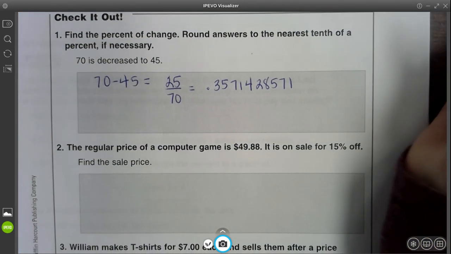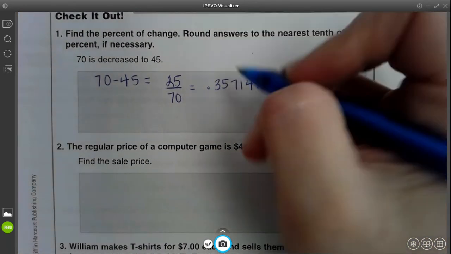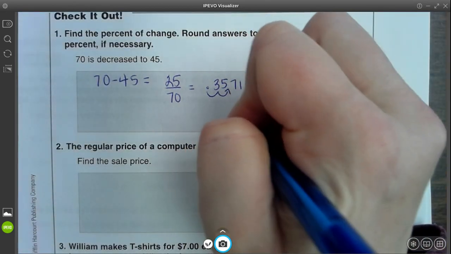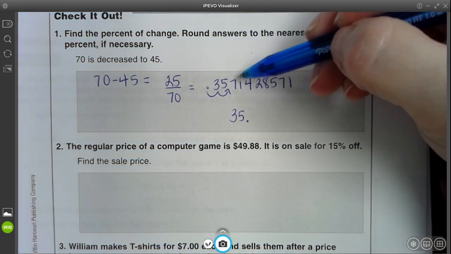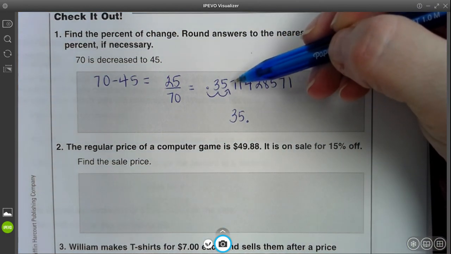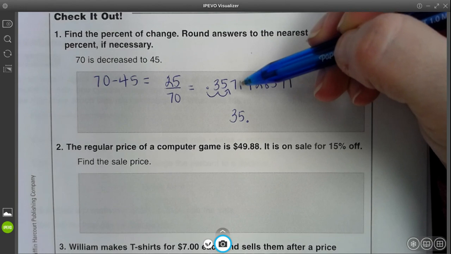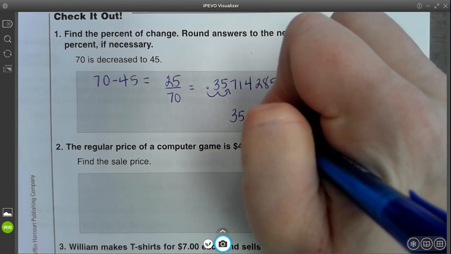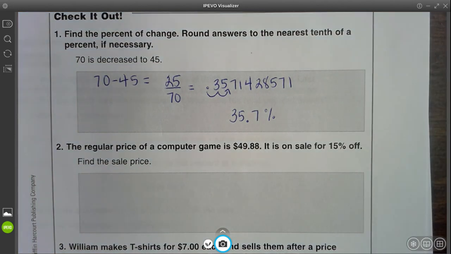0.357142857. Okay, so we got to change this to a percent. So we're going to move this decimal 2 to the right, and this is going to be 35 point. Now, do I keep the 7 a 7 or round it up? Let's look at the next digit. It's a 1. The 1 is small enough to keep that 7 the same way, so 35.7%.